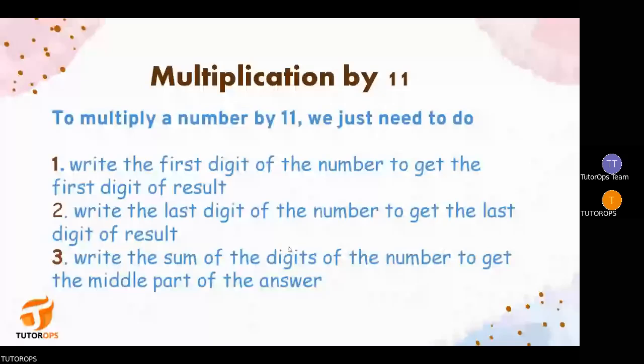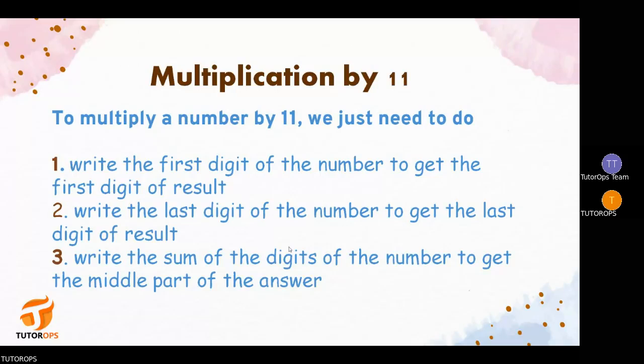For Vedic mathematics, to multiply a number by 11, we just need to do three simple steps. Write the first digit of the number to get the first digit of our result, and the last digit of our number to get the last digit of our result. But remember, there will be a middle digit containing the sum of the two digits of the number.